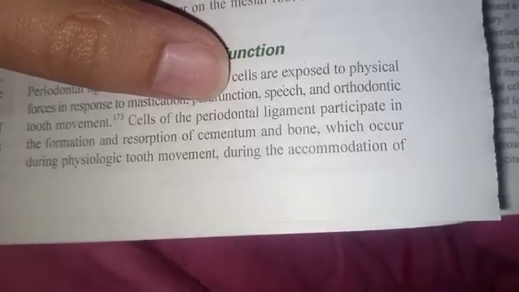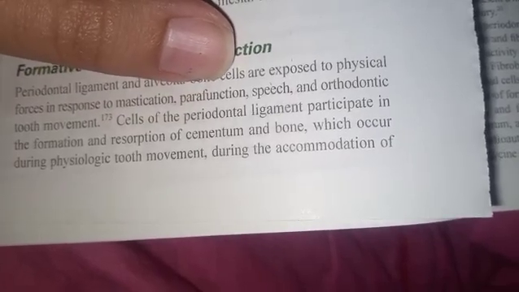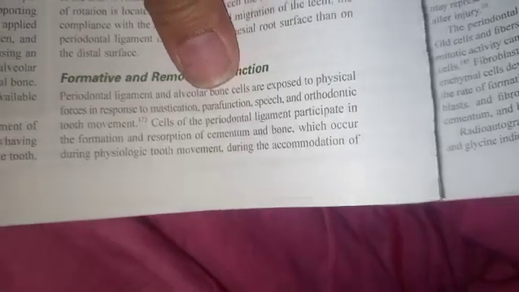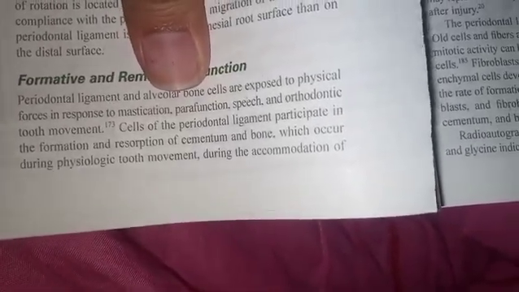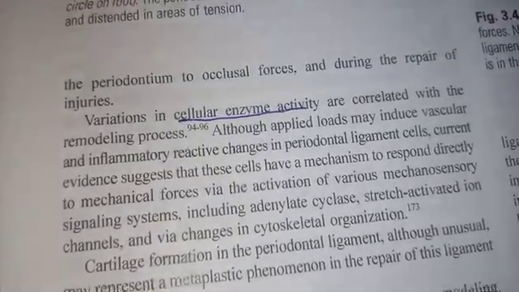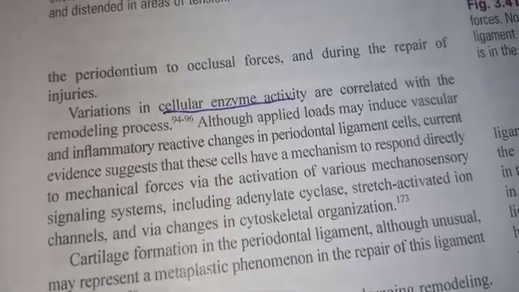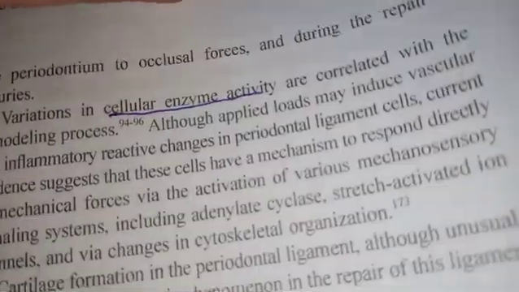Cells of the periodontal ligament participate in the formation and resorption of cementum and bone. So basically, the periodontal ligament plays a role in the formation and resorption of cementum and bone, which occur during physiologic tooth movement, during the accommodation of the periodontium to occlusal forces, and during the repair of injuries. The remodeling process is related to cellular enzyme activity.